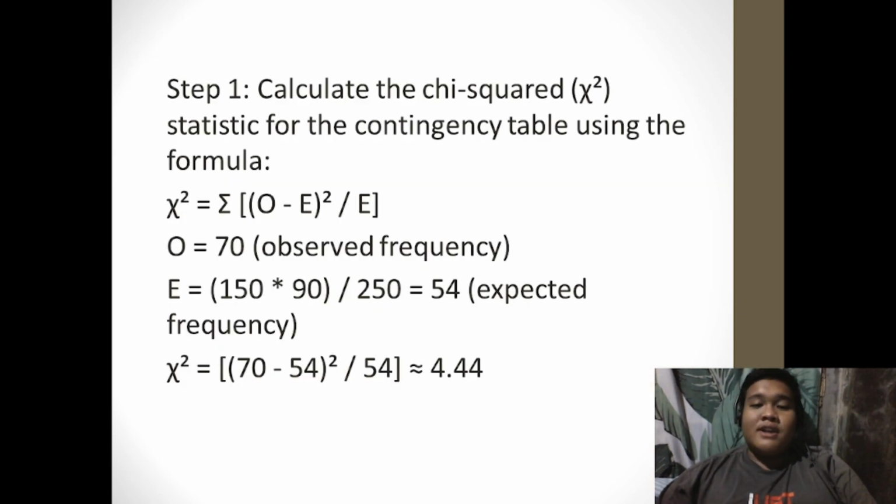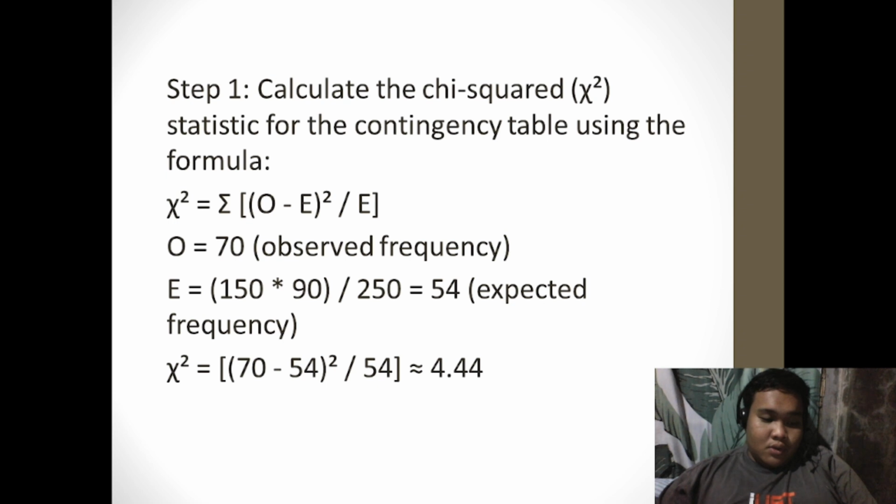So step 1, repeat like what I said. Calculate the chi-squared statistic for the contingency table using the formula. So you know the formula, right? So O equals 70. So this is our observed frequency. E is equal to 150 times 90 divided by 250, which is 54. So this is our expected frequency. So substitute the results of O and E into the formula. So (70 minus 54) squared divided by 54 is approximately 4.54.